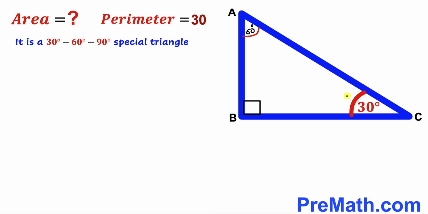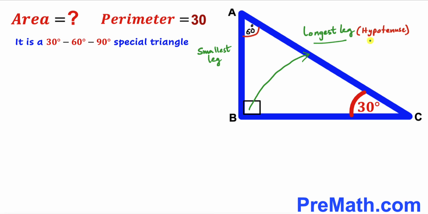Now let's make an observation. We can see that this 90 degrees is our largest angle and 30 degrees is our smallest angle. Therefore the side opposite the largest angle is going to be our longest side, called the hypotenuse, whereas the side opposite the smallest angle is going to be our smallest leg. In such a special 30, 60, 90 triangle, the longest side is always twice the smallest leg.